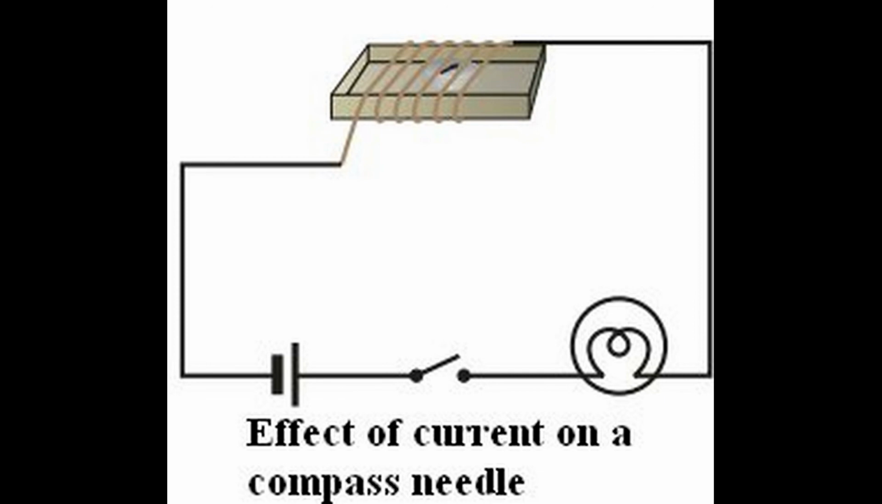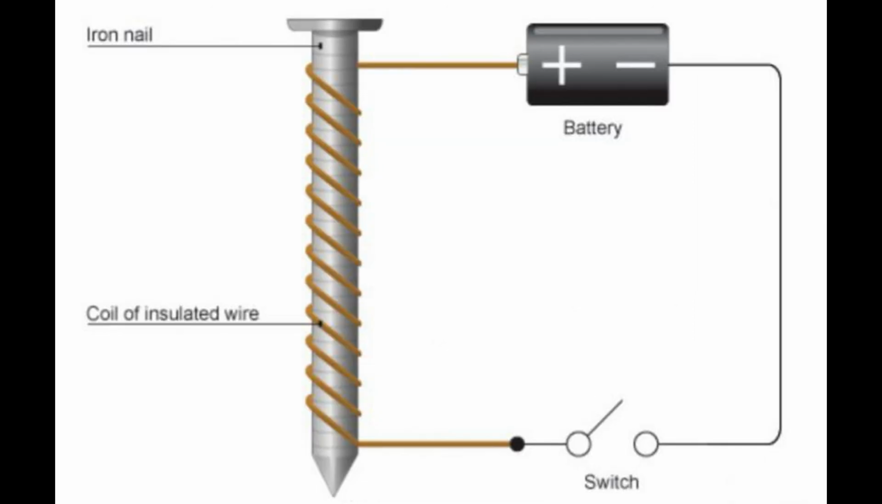For that, we will do one small experiment. Take around a 75 centimeter long piece of insulated flexible wire and an iron nail of length 6 to 10 centimeter. Wind the wire tightly around the nail in the form of a coil. You can see in this slide, coil the wire around the nail. Connect the free ends of the wire to the terminals of a cell through a switch.